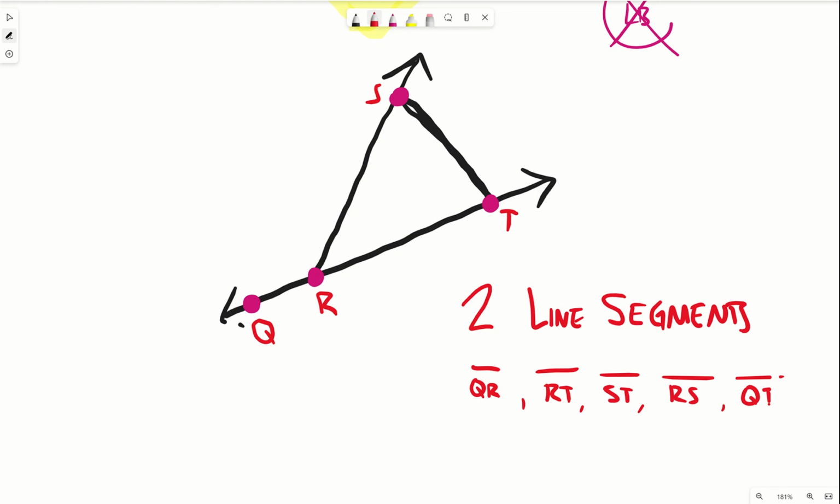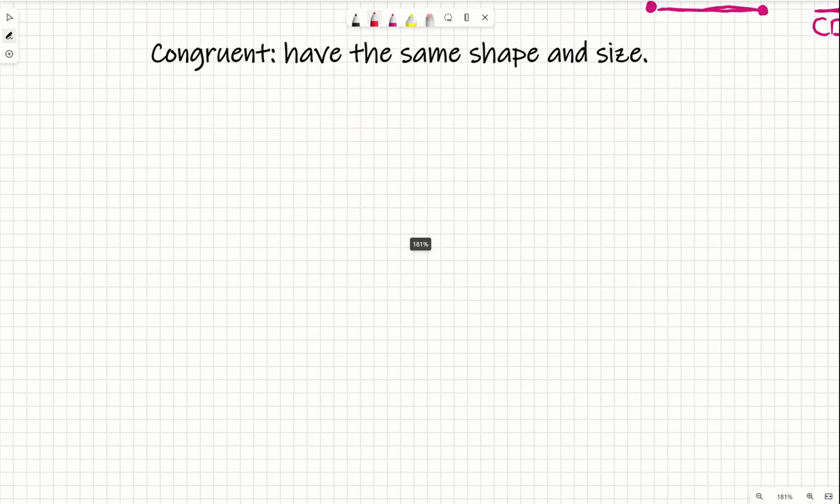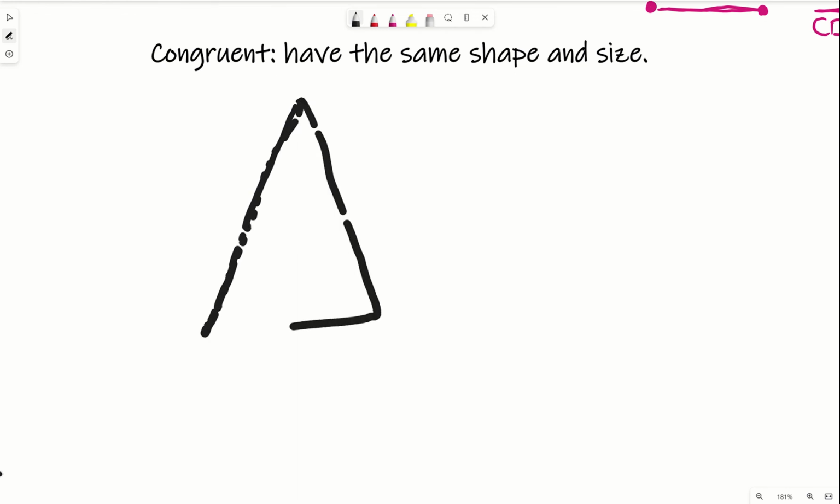All right. Now, back to our final vocab word that we didn't talk about yet. Congruent. Congruent means having the same shape and size. Okay, so if I have a triangle, I know this side is 20, this side is 20, and this side is 12, I would say that my two 20 lines are congruent. They have the same measure. They're both lines. They're both the same measure of 20. We would count this as congruent lines.